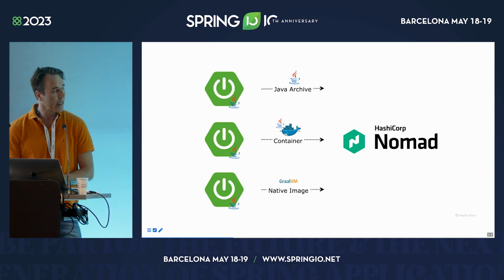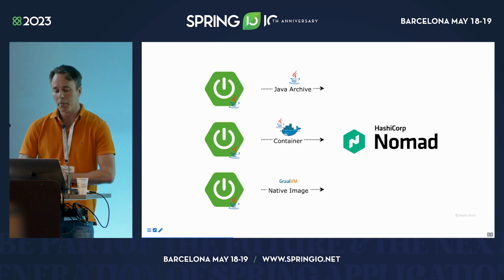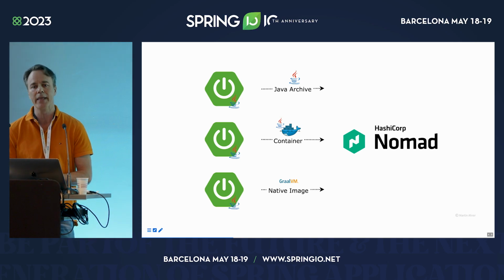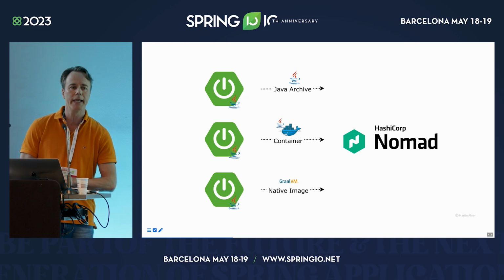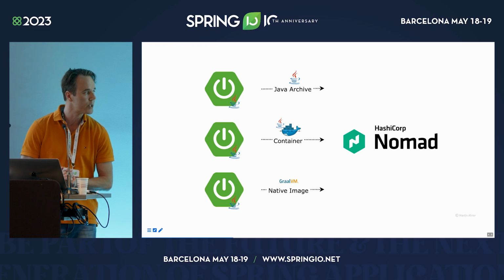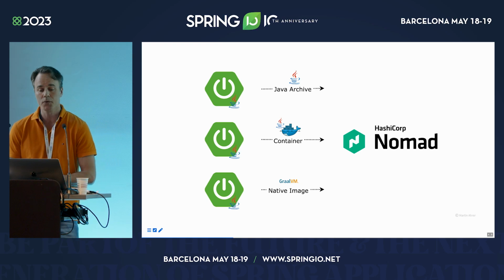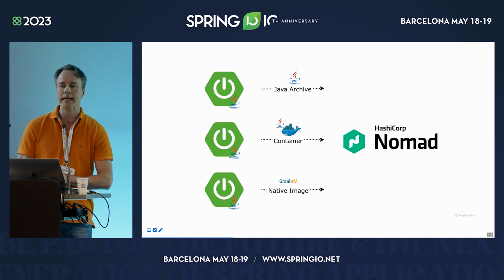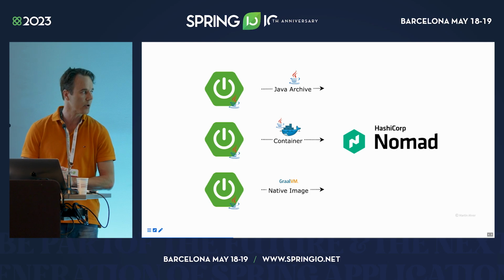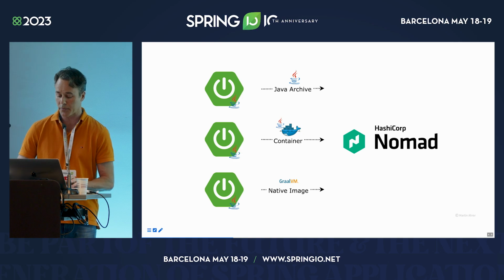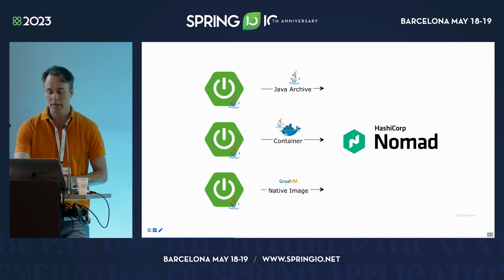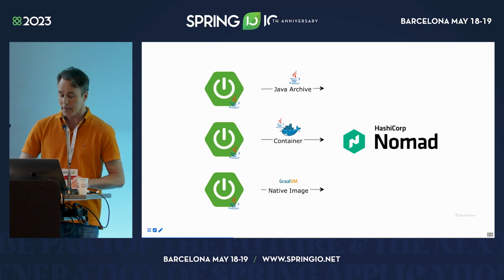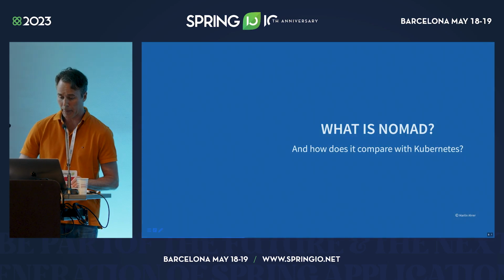And also, and that's very unique, Nomad can manage native binaries. So you build your Spring Boot application, do AOT compilation, create your native image, and you also can deploy that to Nomad, and it's going to manage this workload as well. So it looks like this is a very flexible thing that is open source as well.